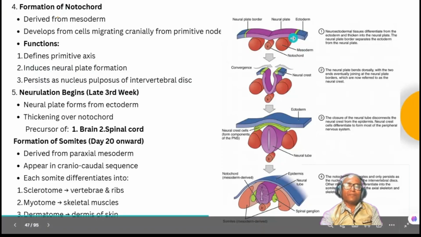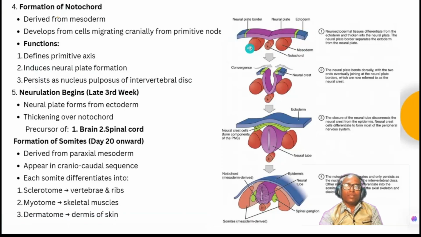So we have seen that there is an ectoderm, and a mesoderm which is getting formed. In the mesoderm, this notochord gets formed, cranial to the primitive node. The cells which migrate cranial to the primitive node will form this notochord, and with this formation of the notochord, this ectoderm will have the induction further for the formation of the neural plate. You see that the neural plate is getting formed in the ectoderm. So the mesoderm, and the ectoderm is overlying the mesoderm.